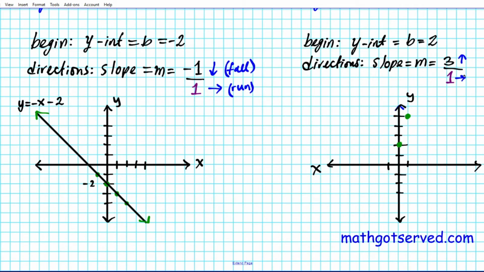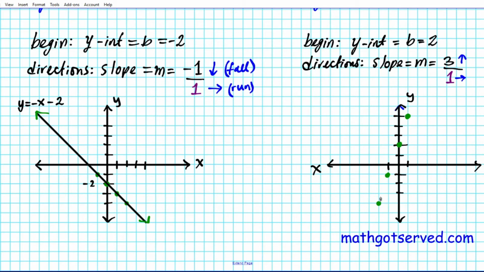Rising 3 and going over 1, if I go again, I'm going to go out of my grid. So can I go down 3 and back up 1? It's exactly the same thing. So I can fall 3, 1, 2, 3, and go back 1. It's still collinear. Okay, you could do it again. Fall 1, 2, 3, and go back 1. All these points fall on the same line.